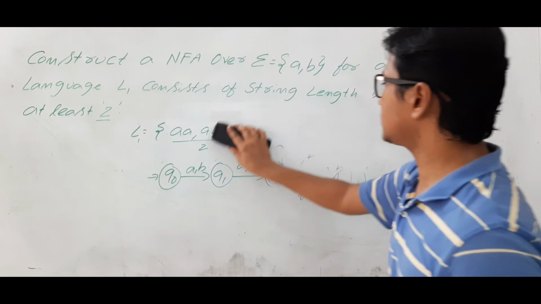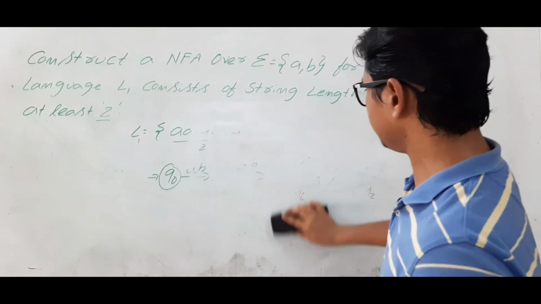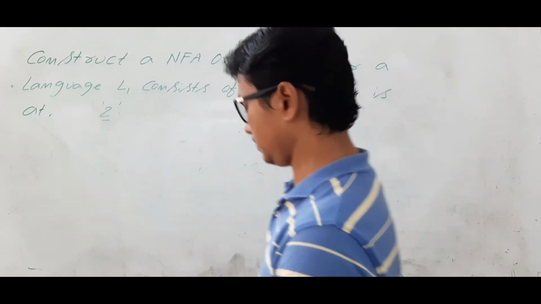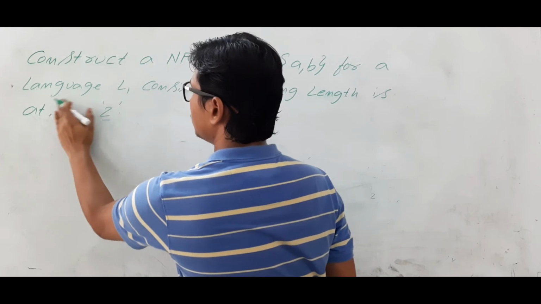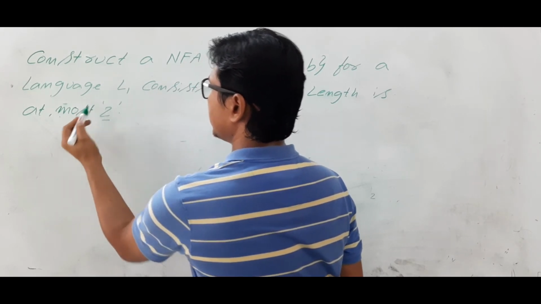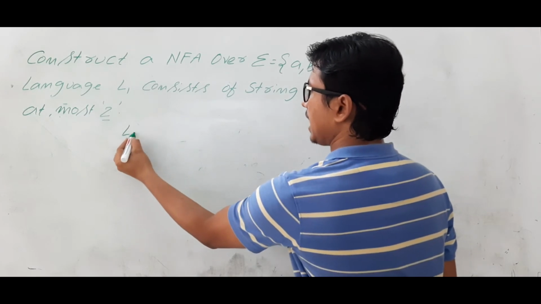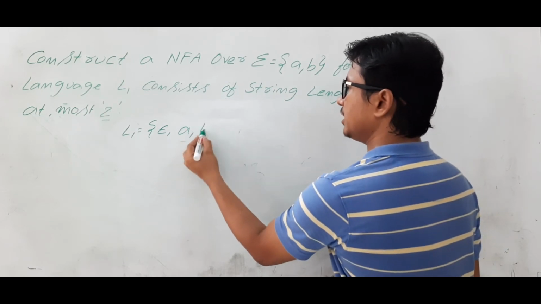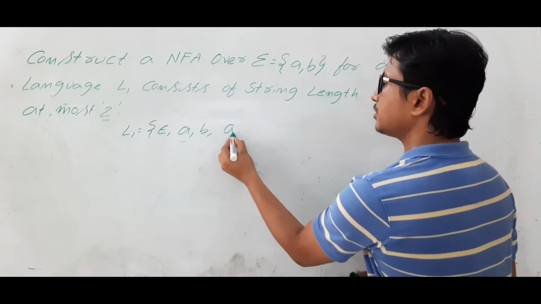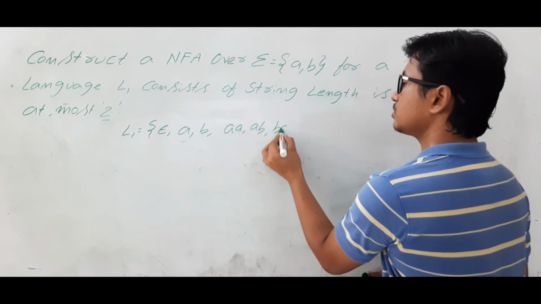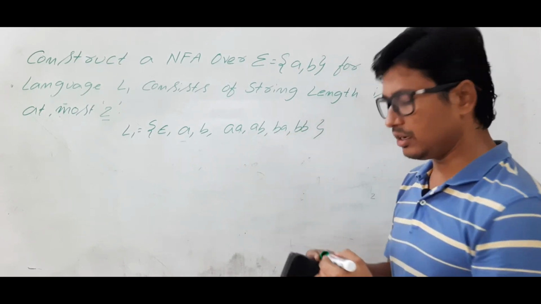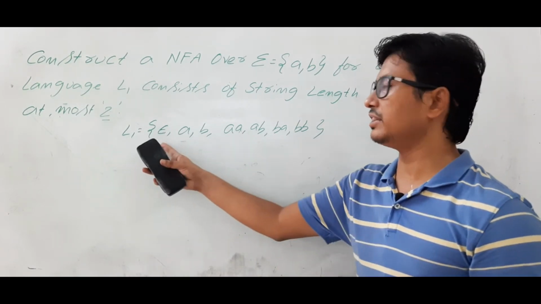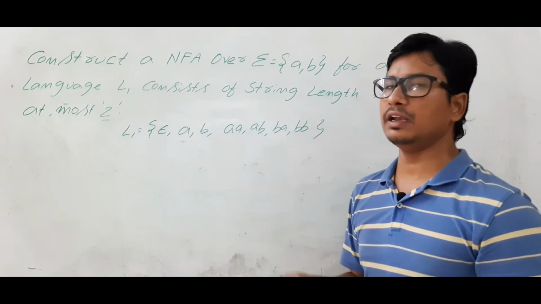Now let me discuss another example for better understanding. At most 2: the length is at most 2. At most 2 means it will accept strings of length 0, which is epsilon, length 1, and length 2. So the language L1 consists of a finite number of strings, so I can call it a finite language. It consists of length 0 strings, length 1 strings, and length 2 strings.